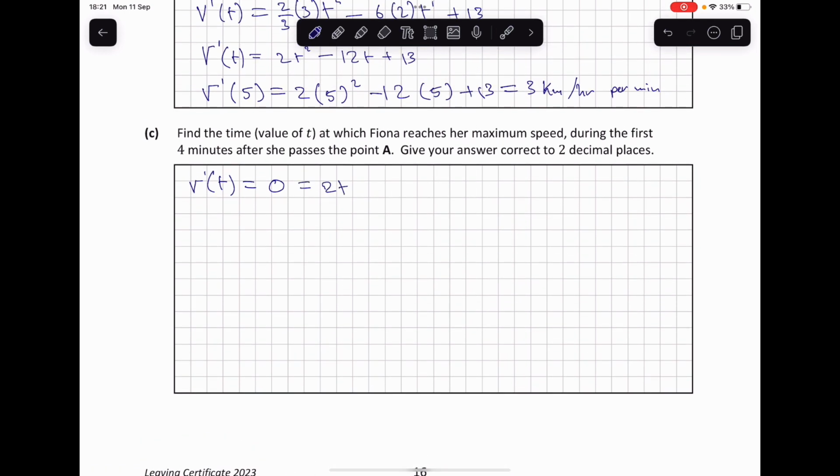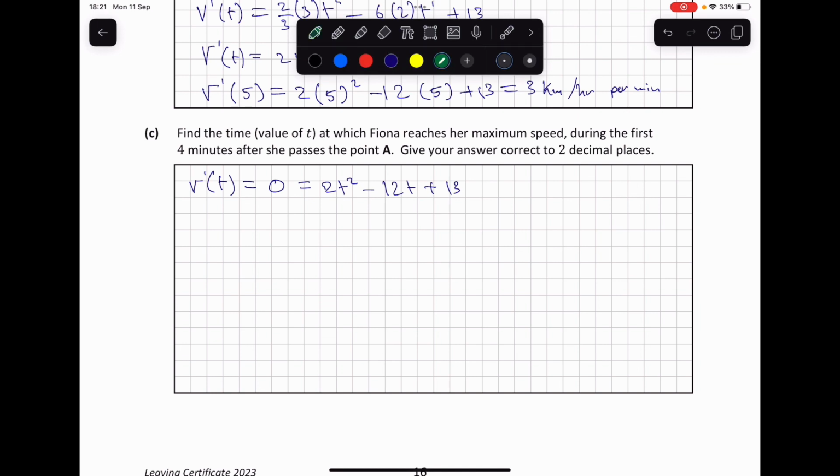So 2t squared minus 12t plus 13. What can we see here? Now, they said give your answer to 2 decimal places. That suggests that there's going to be a decimal in our answer. So I don't think that conventional factorizing is going to be the method for us to find the answer. So we'll use the minus b formula. A, B, and C.